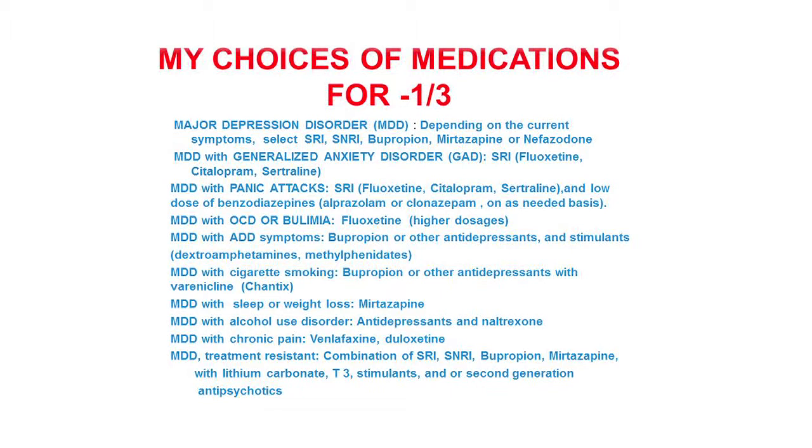Again, major depressive disorder with alcohol use disorders, antidepressants, and I add on naltrexone to reduce their cravings for alcohol. Major depression with chronic pain, my first selection is either venlafaxine or duloxetine, and depression with resistance, namely they have not responded to any of the above described antidepressant medication, then I do add on bupropion or mirtazapine or lithium or T3 and stimulants or second generation antipsychotics.